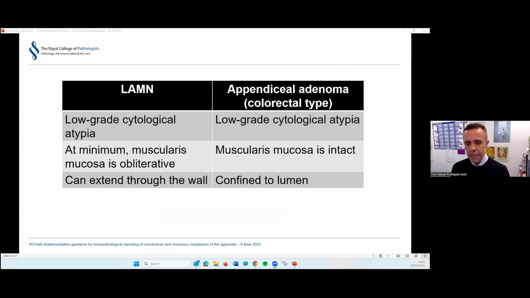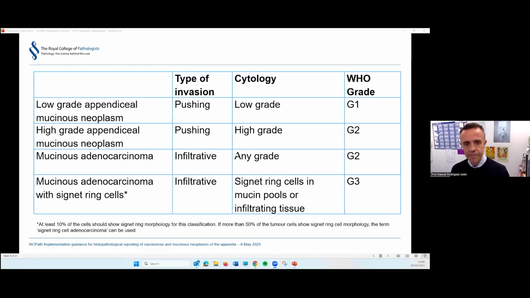Just to make a comment, because we are going to see this very often: what is the difference between a standard adenoma in the appendix, colorectal type, and a LAMN, a low-grade appendiceal mucinous neoplasia? In terms of the cytology, it's going to be very similar. The LAMN usually has lost the muscularis mucosae, or at least it is very attenuated. In the appendiceal adenomas, the muscularis mucosae is intact. In LAMN you can have extension of the mucin, either epithelial or just mucin, through the wall, and in the adenomas this is just confined to the lumen.